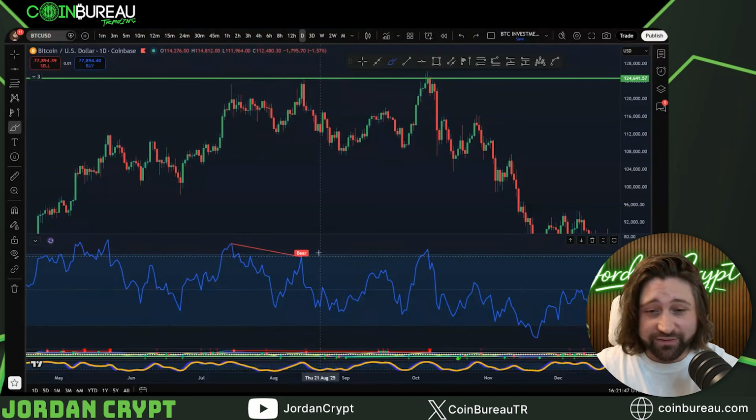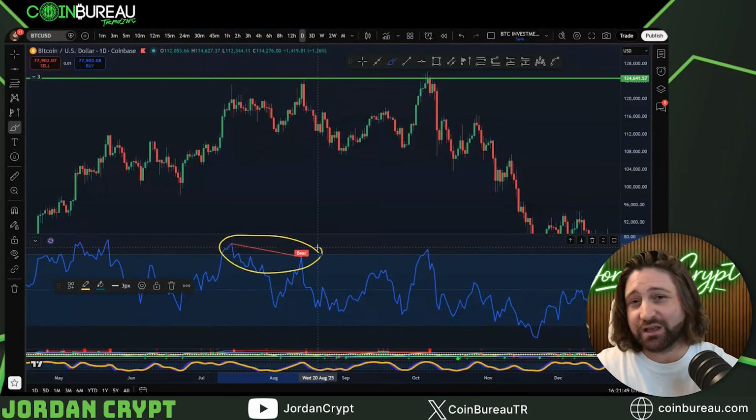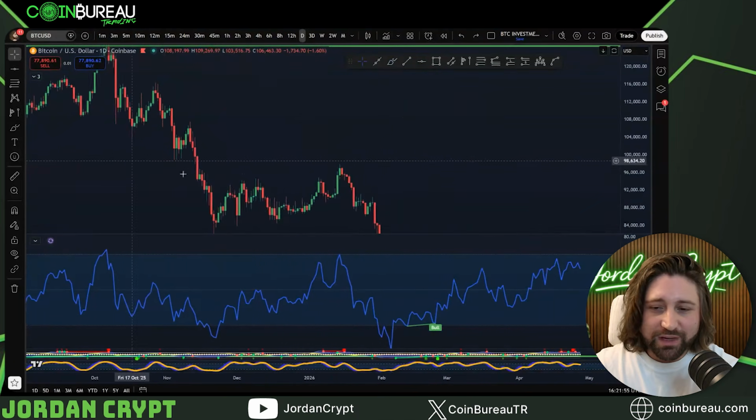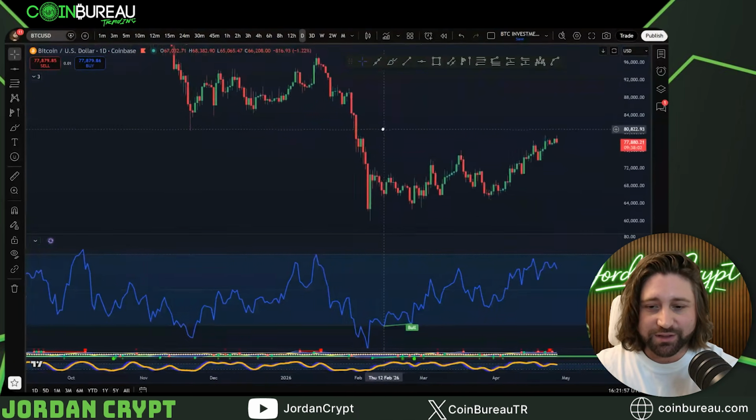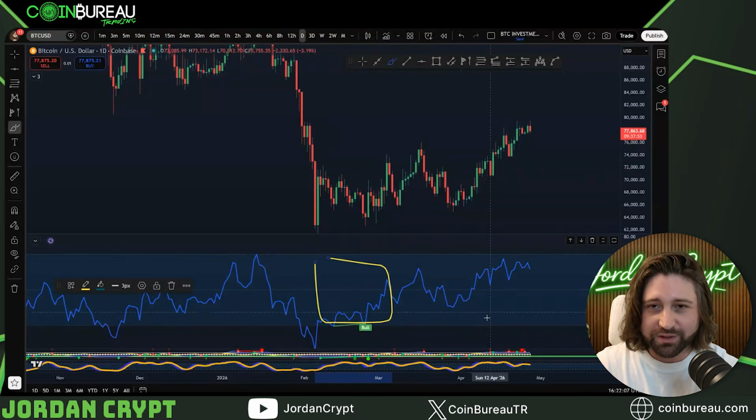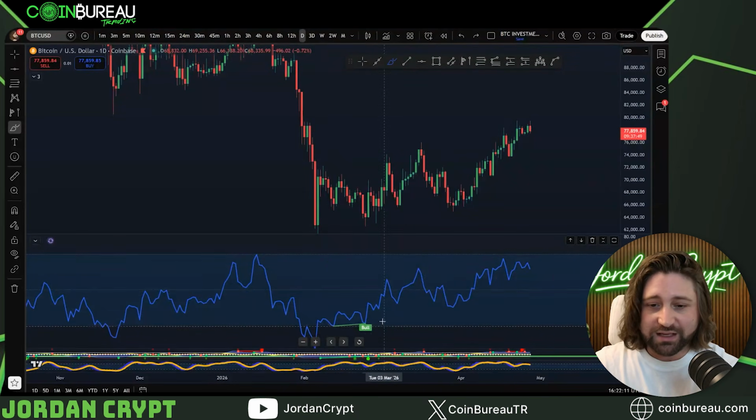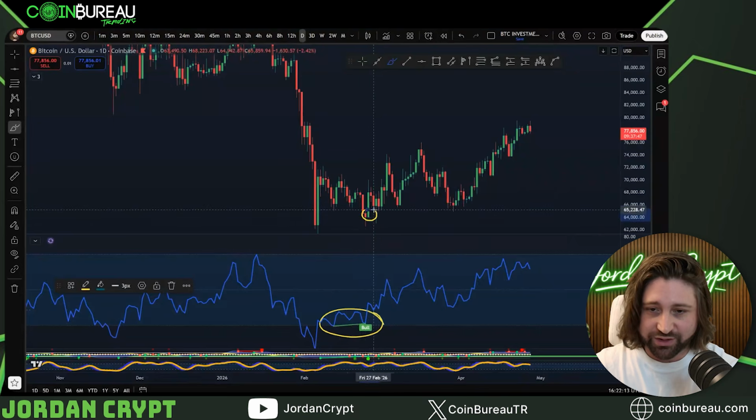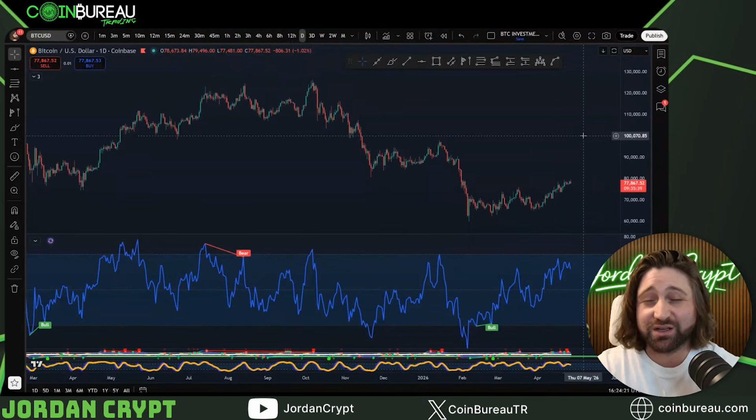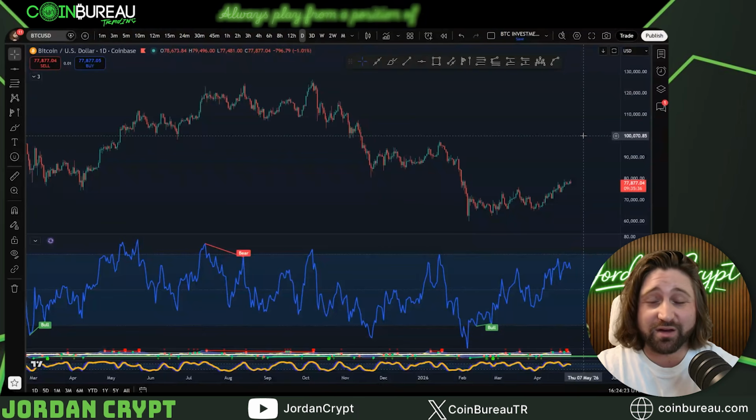Ideally, you do want your divergences to be above the 70 line for bearish and below the 30 line for bullish, but it can also be useful to find divergences as continuations, even if they are within the momentum zone between the 30 and the 70 level, as we can see by this bullish divergence here, which gave a very strong move. RSI really is best used in confluence with other indicators, and this really is a matter of preference.